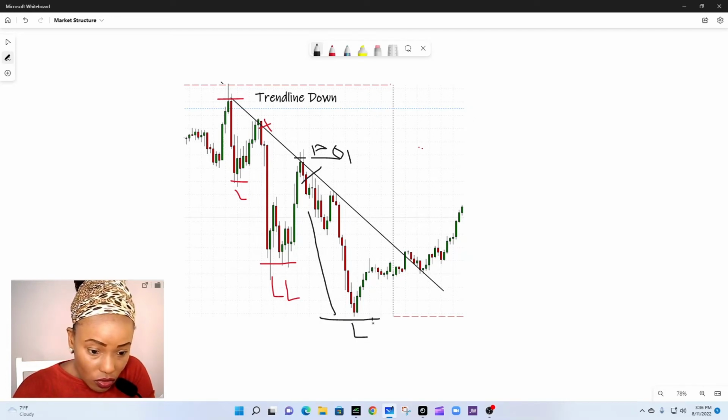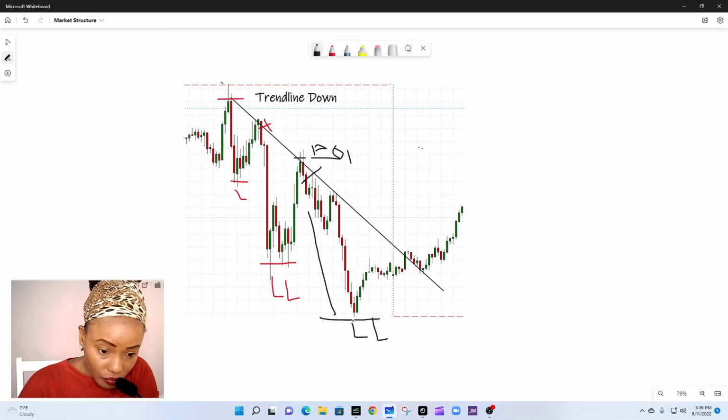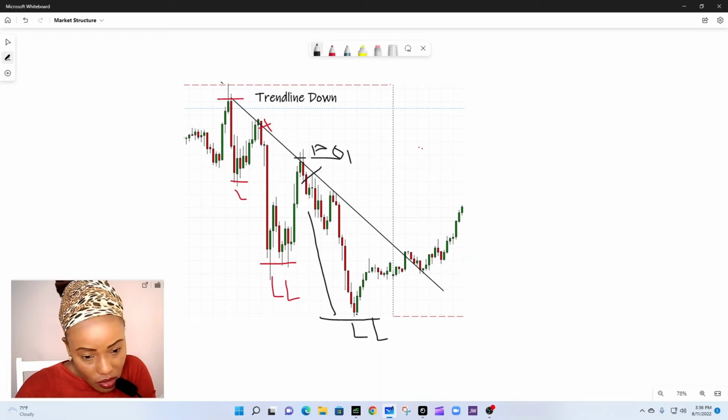Definitely this low is going to be a lower low, because it's lower than the previous lower low. And if I've achieved my targets here, I will exit the trade, or I will wait for the trend line to be broken.